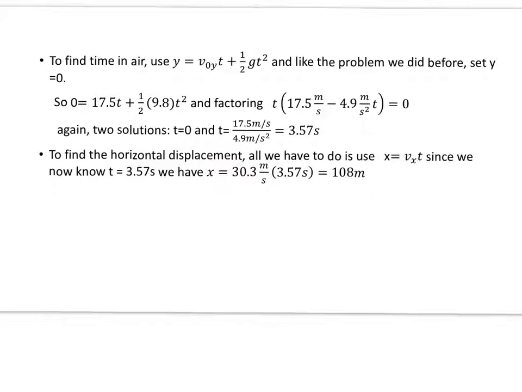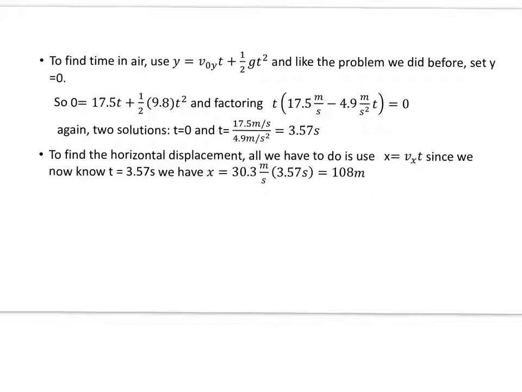One is t equal to 0, and the other solution is when this whole term here, 17.5 minus 4.9t, is equal to 0. So we set that equal to 0 and solve for t, which is 17.5 divided by 4.9 meters per second squared, and we end up with 3.57 seconds. Once again, both of these solutions are valid. This is the one that we're after, though. This is the time that the football is in the air.